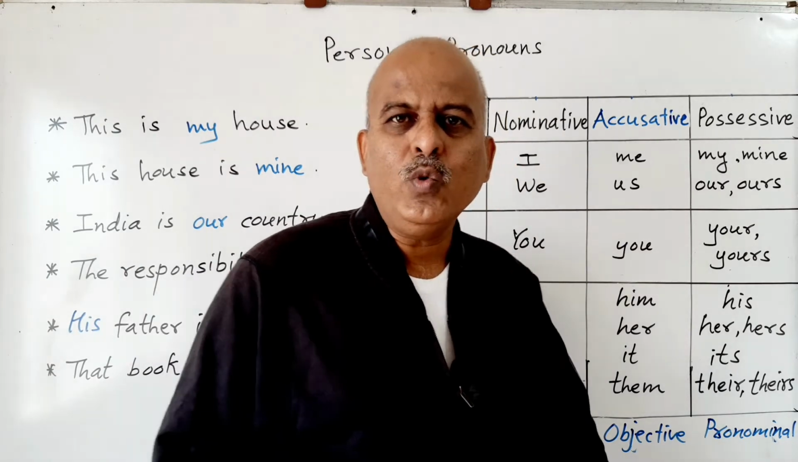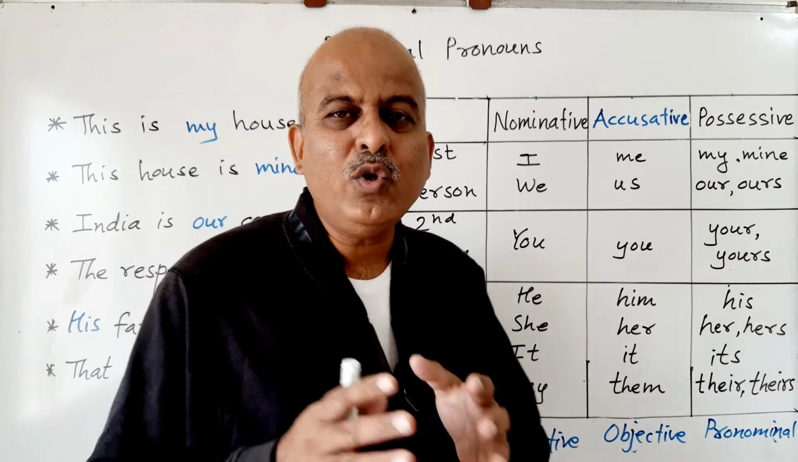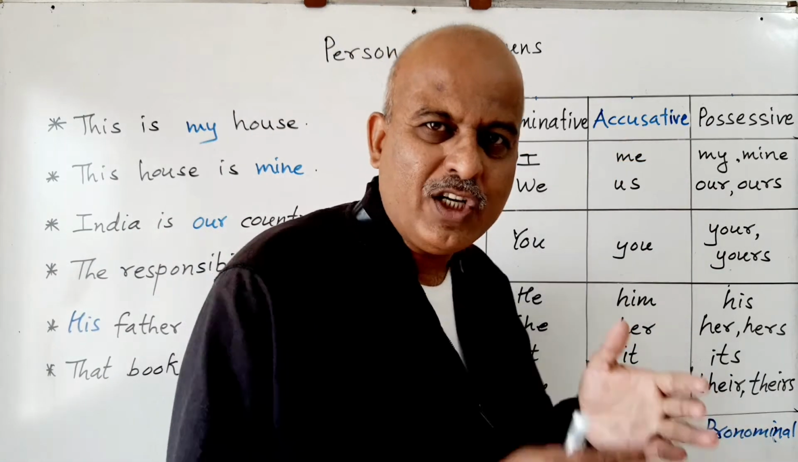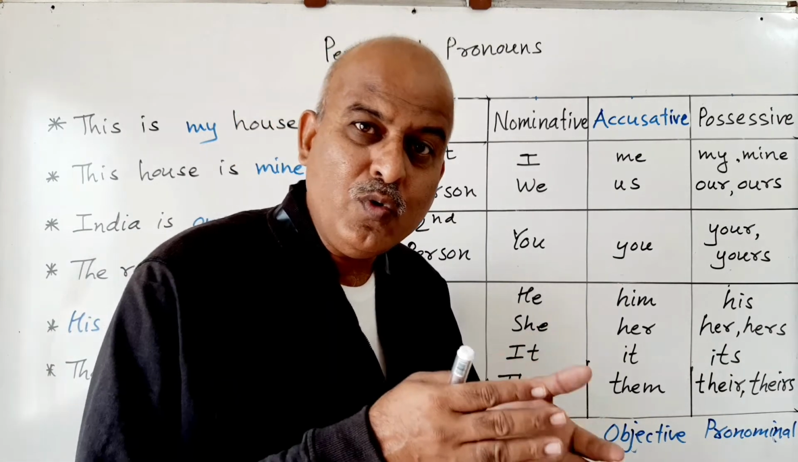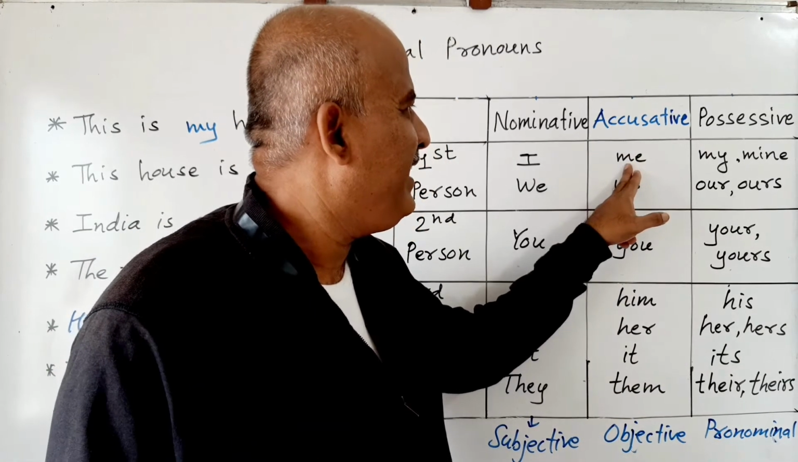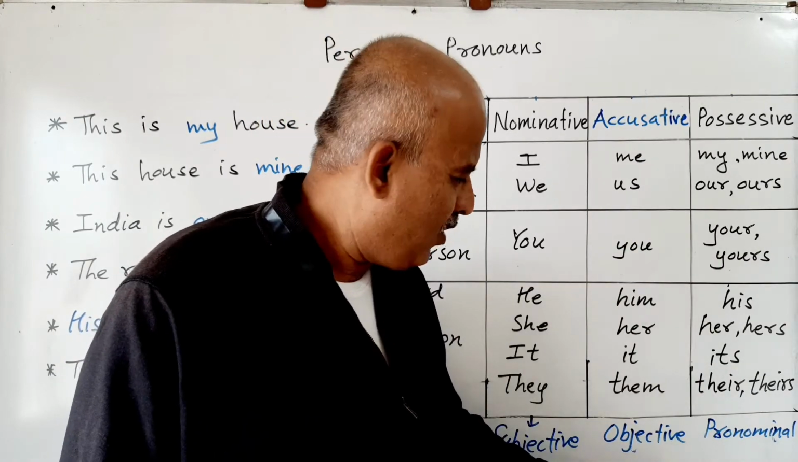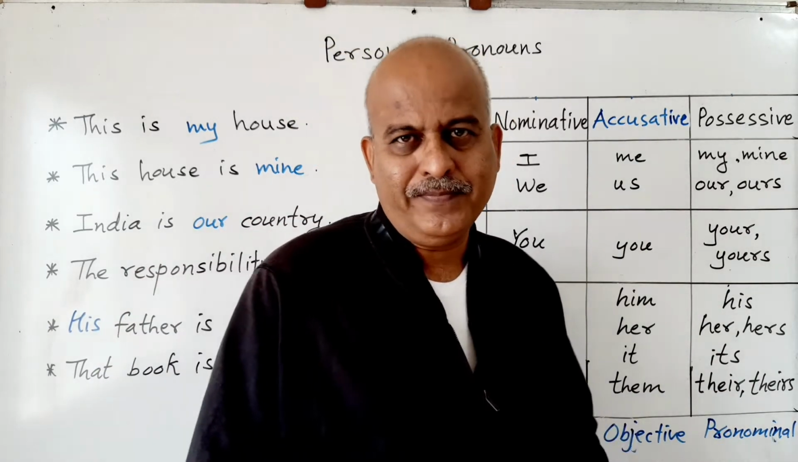My father told me to do my work sincerely. My father told me. Me comes in the place of object of told. Told to whom? To me. That's why me is an accusative or objective pronoun. Objective or accusative.